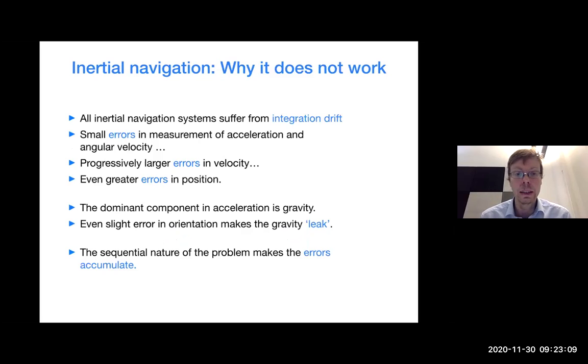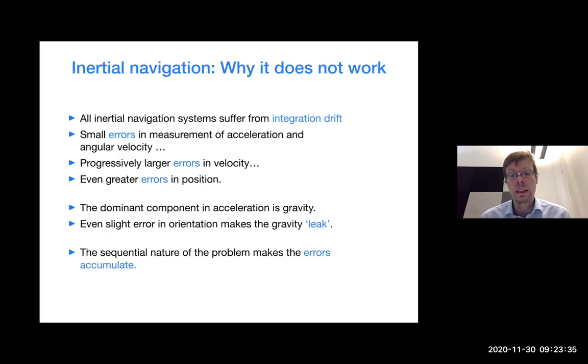So all inertial navigation systems suffer from integration drift, which means that even very small errors in the measurement of acceleration and angular velocity will cause progressively larger errors in velocity because of the integration. And then the second integration causes even greater errors in position.